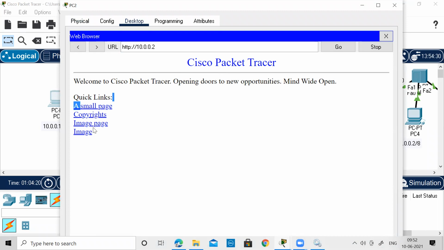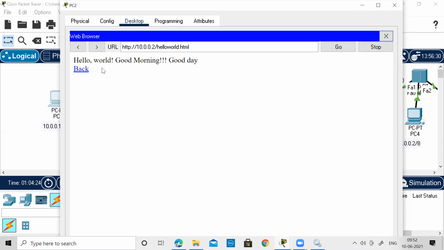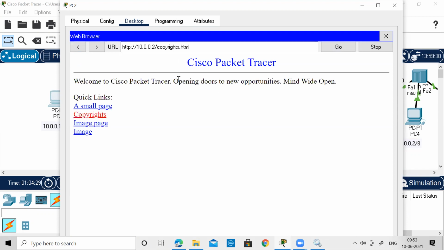So these are the other pages which were there in that server. I had this hello world, good morning, good day, which I had saved there. And there are some other pages which were also there. There was a copyright page. So you can import different HTML pages, whatever you want to design for your website. So I went and I added the IP address.